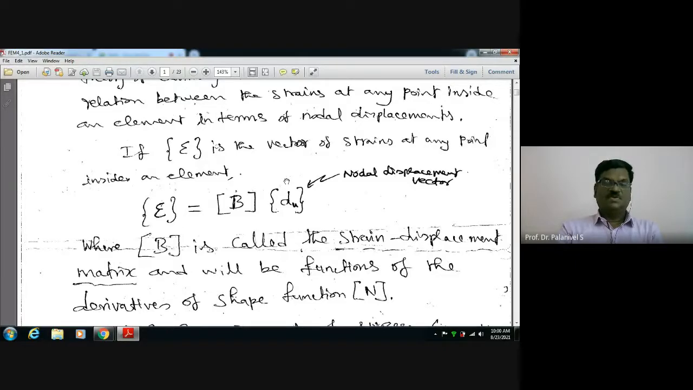That relationship you know. Now, what is strain? Dou u by dou x. It means u is the variation of displacement within the element, its change with respect to distance, no?